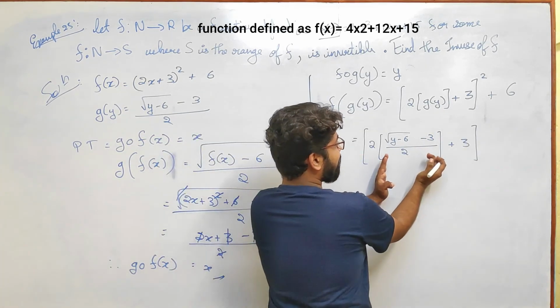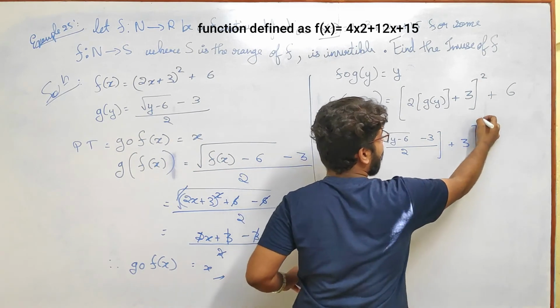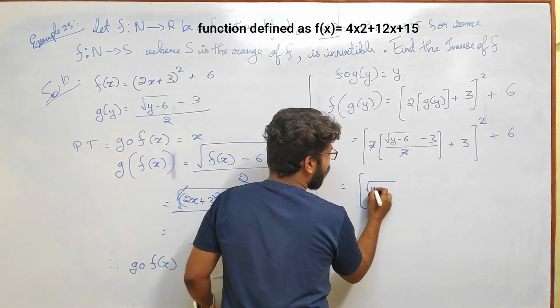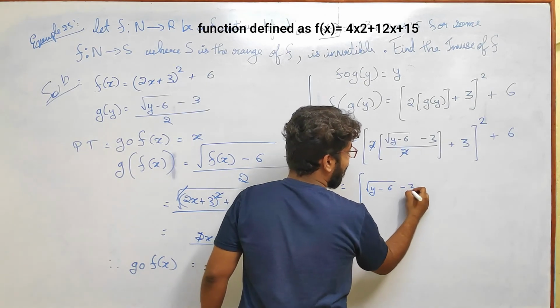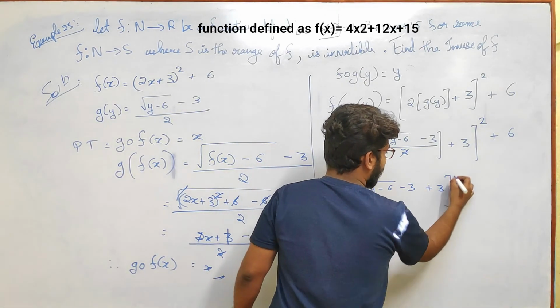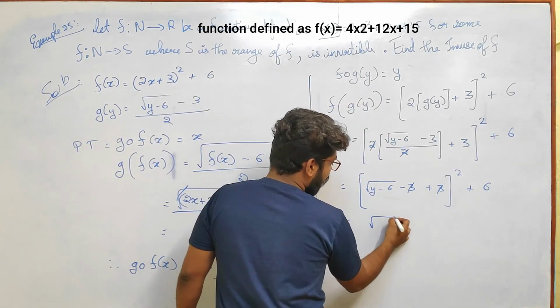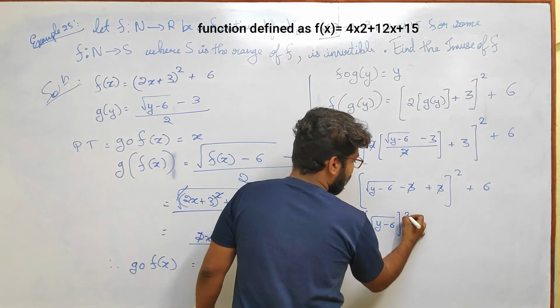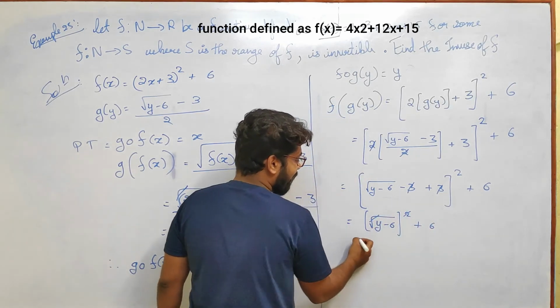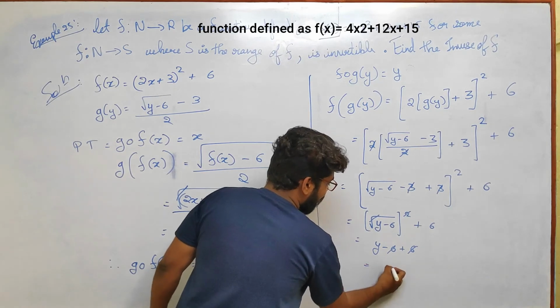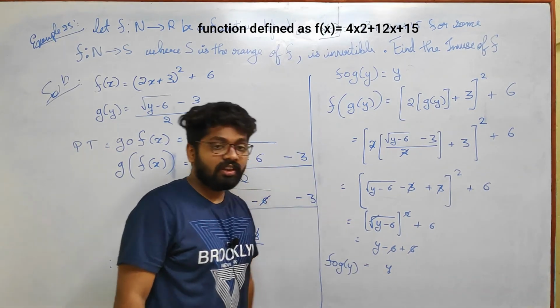Only g of y is substituted here, this plus 3 is written, the square is written here, plus 6 also done. 2 and 2 will get cancelled. Root of y minus 6 minus 3 plus 3 whole square. Minus 3 plus 3 cancel, here write plus 6. The root of y minus 6 whole square plus 6, square and root cancel, y minus 6 plus 6, this and this cancels, it is y. f of g of y is equals to y.